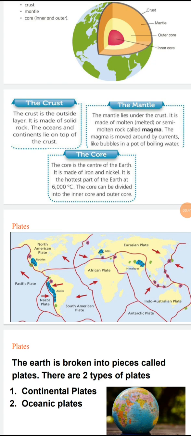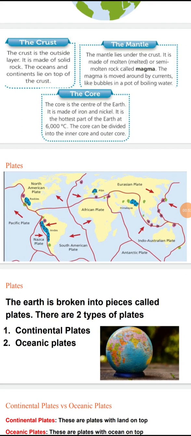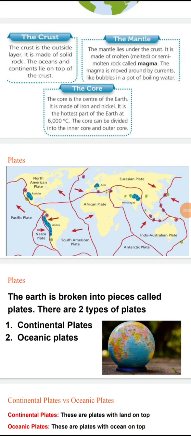The mantle lies under the crust. It is made of molten, melted or semi-molten rock called magma. The magma is moved around by currents, like bubbles in a pot of boiling water. The core is the center of the earth. It is made of iron and nickel. It is the hottest part of the earth at 6,000 degrees Celsius. The core can be divided into the inner core and outer core.